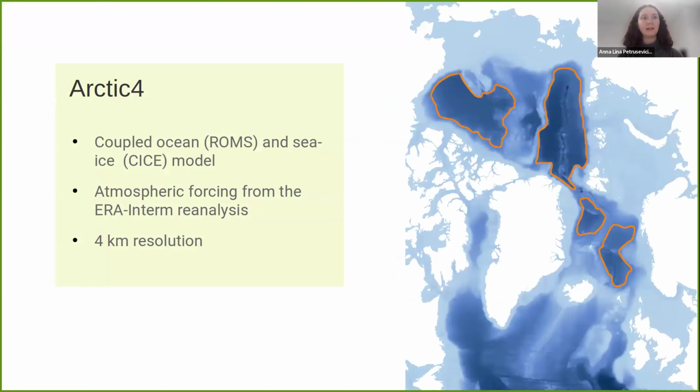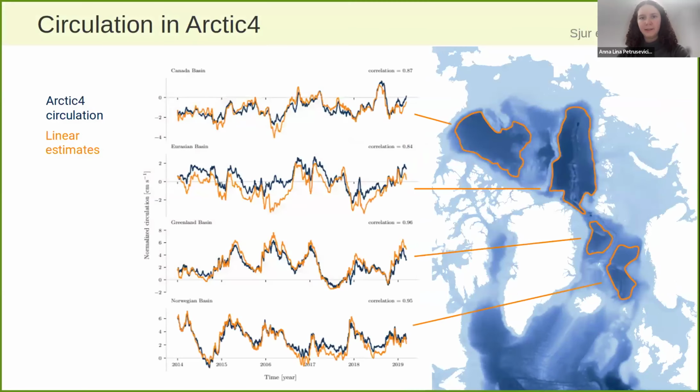So we considered a numerical simulation called Arctic 4, which is a coupled ocean sea ice model, which has a 4-kilometer resolution, so it's quite high resolution. And to the right here, you see the model domain. And I have marked 4 of the depth contours that we applied our idealized model to. So let's have a look at the results.